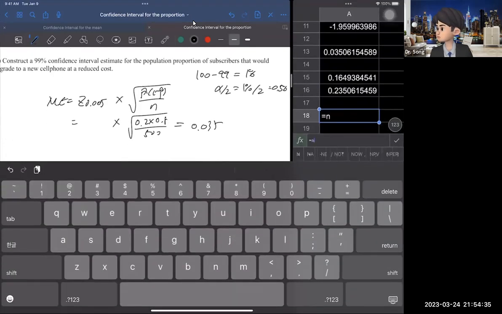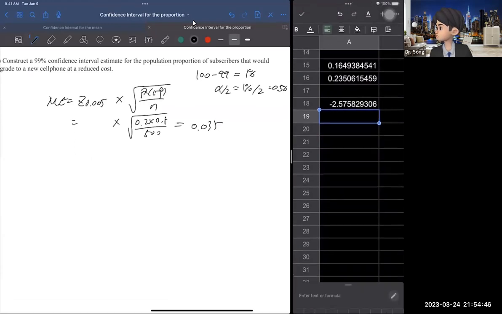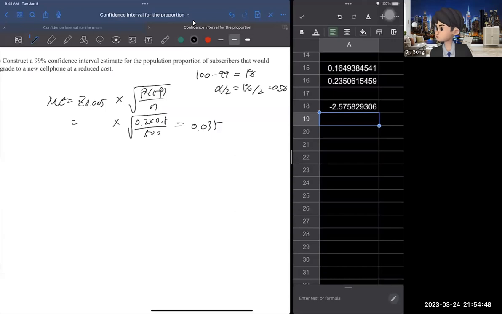Put the equality, norm inverse. Let me find the negative one, but I'm going to drop the sign. 0.005, mean equals 0, standard deviation equals 1. Then I have negative 2.576. So this is 2.576, up to three decimal places, but I dropped the sign. Then I need to calculate this margin of error.